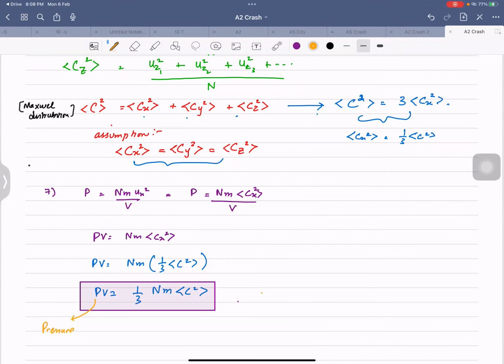Oh Lord. Okay, so pressure, volume, number of particles. You want to see something cool, Javeria? Mass of one particle and mean square speed. Okay, so this is this.